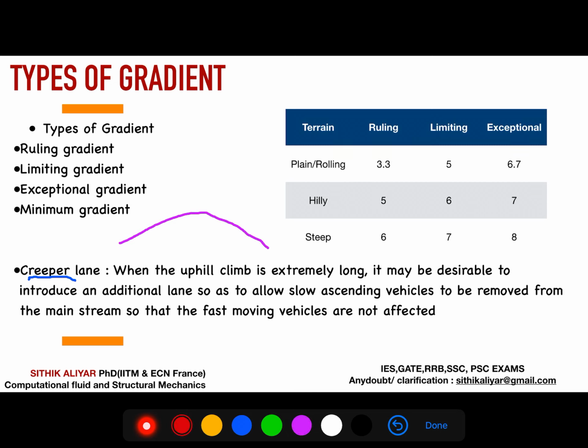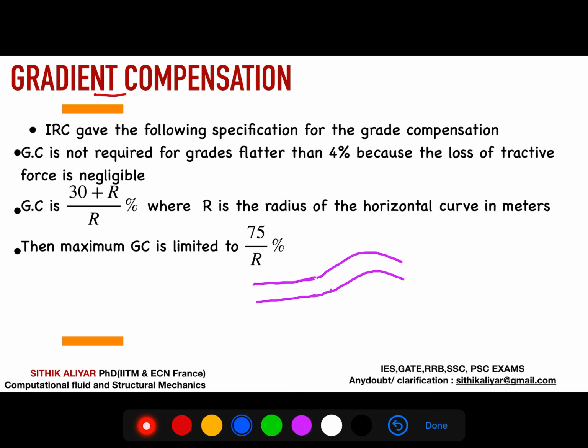I hope you remember, I told you when a vehicle is negotiating a horizontal curve, when it is a straight road everything is fine. When it is negotiating a horizontal curve, the front wheel will negotiate in this direction and the back wheel will negotiate straight. In that way there will be a loss of tractive force. If you remember, we have discussed this. So P minus P cos theta, there will be a loss of tractive force, a loss of power for the vehicle.